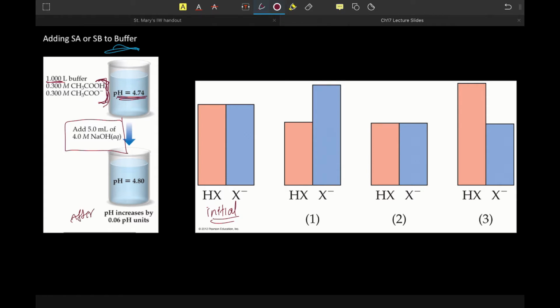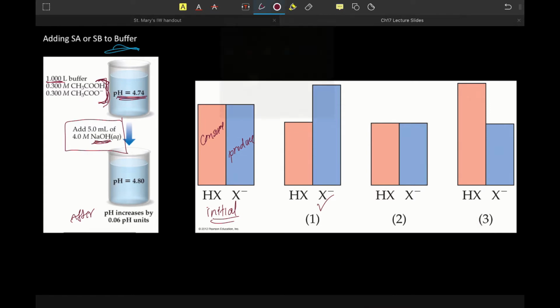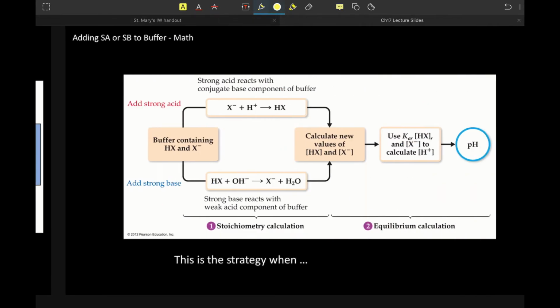Well, first let's think about what reacts, right? So we're adding a what? Correct, we are adding a base, which means we consume the acid, right? So we are going to consume this, and produce that, yes? So that means we should have less HX and more X minus. Does that make sense, right? In this particular scenario.